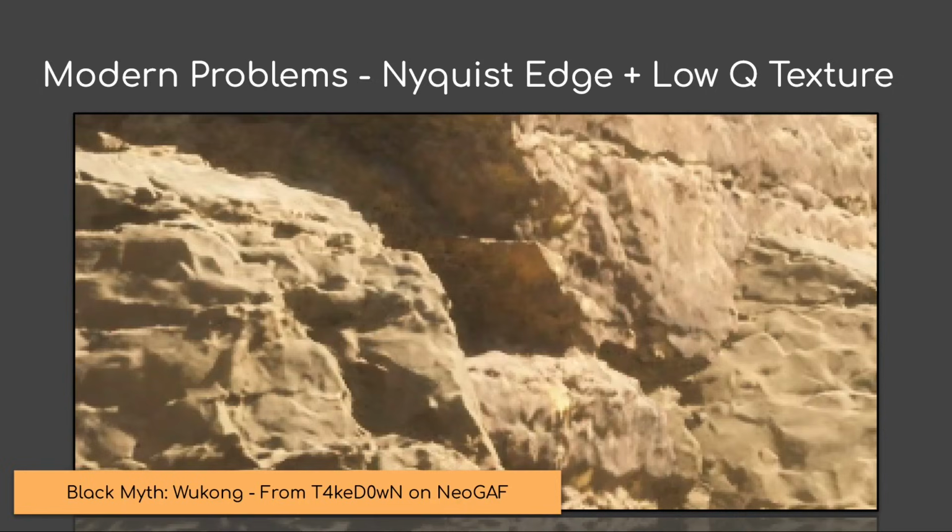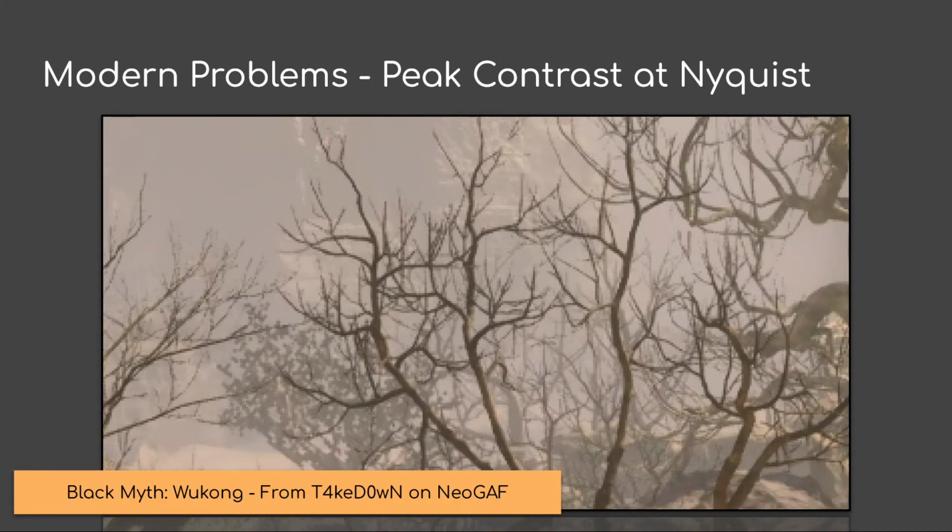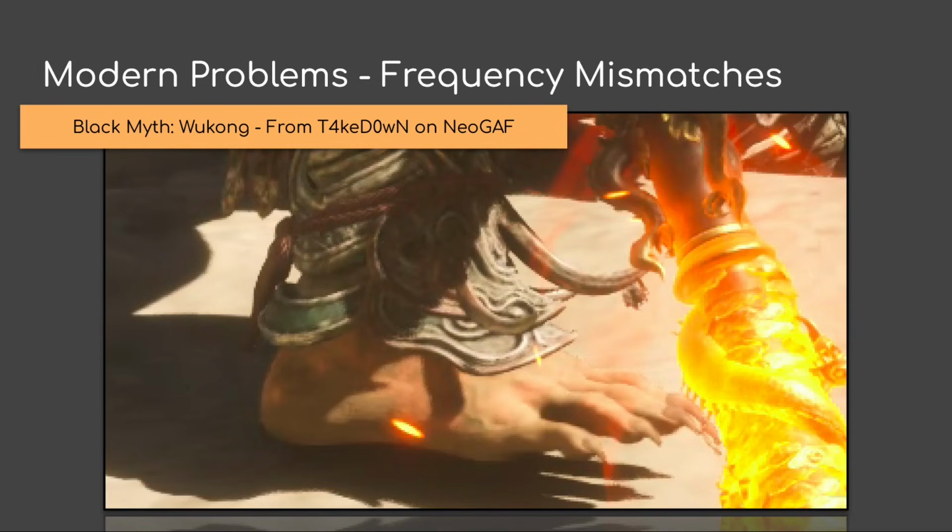This one from Black Myth Wukong. What you see here is relatively low frequency on the textures inside the triangles, but then on triangle edges you see Nyquist frequency response. This looks very unnatural. Here's another one from the same shot. You get peak contrast along the tree limbs, and these are all at Nyquist frequency. Here's another example of the frequency mismatches from the same image.